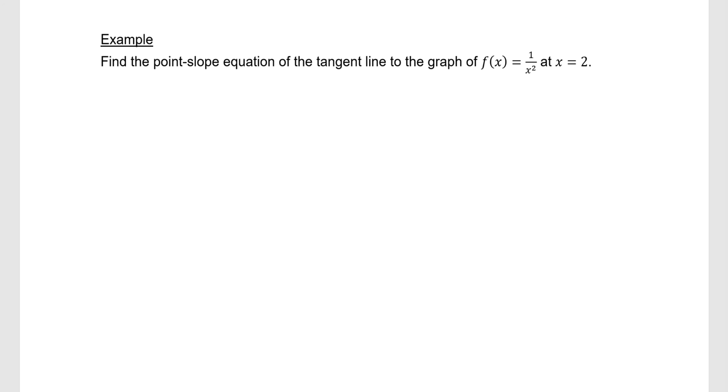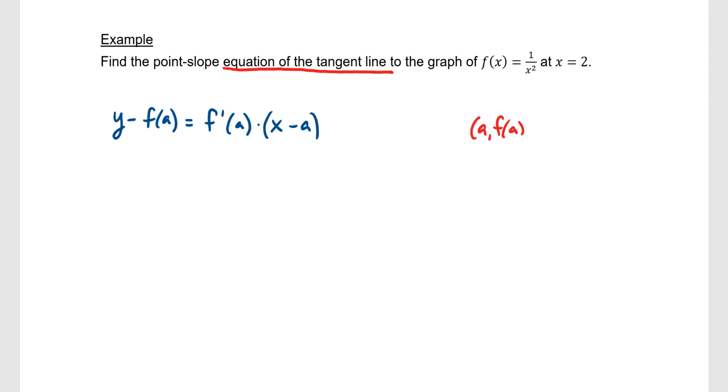Next one, let's find the point-slope equation of the tangent line to the graph of f of x, which is 1 over x squared, at x equals 2. So once again, for the equation of the tangent line, we should be saying y minus f of a equals f prime of a times x minus a. So we have to find a comma f of a. So we're given x is 2. So that's our a value is 2.